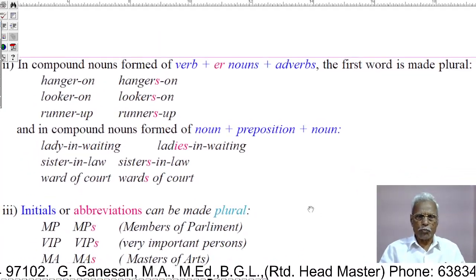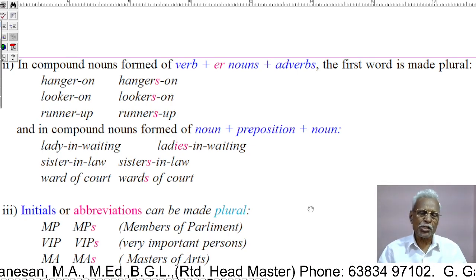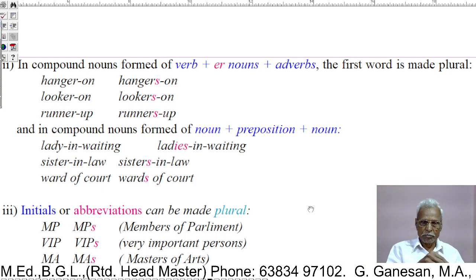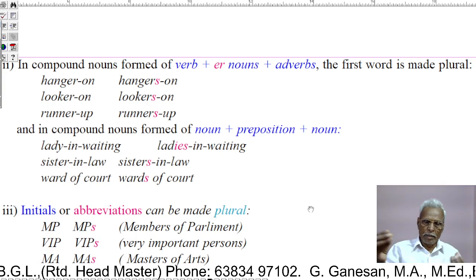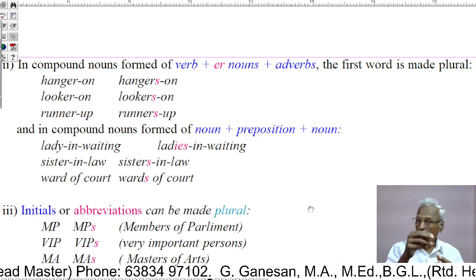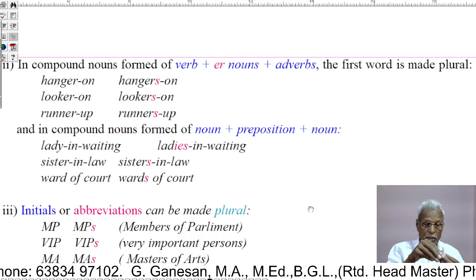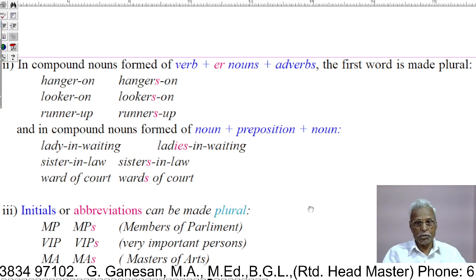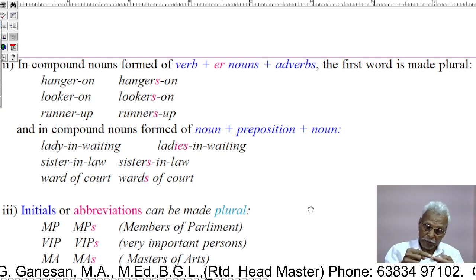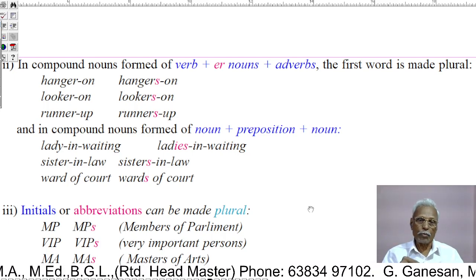In compound nouns formed of verb plus er plus adverb, that is, when a noun is formed by adding er to a verb and is combined with an adverb to make a compound noun, the first noun is made plural.